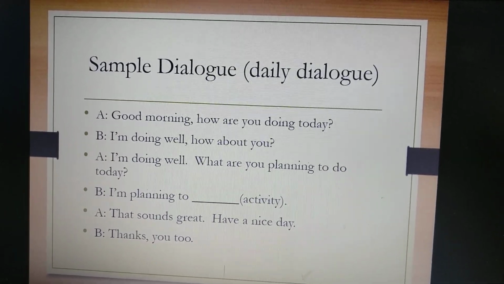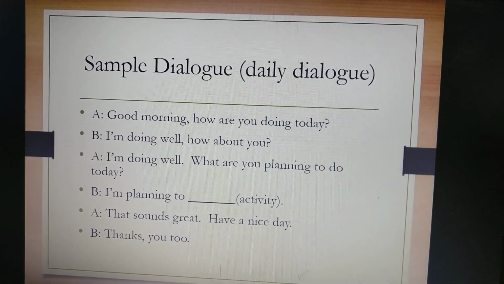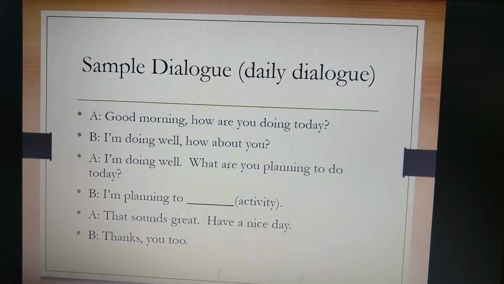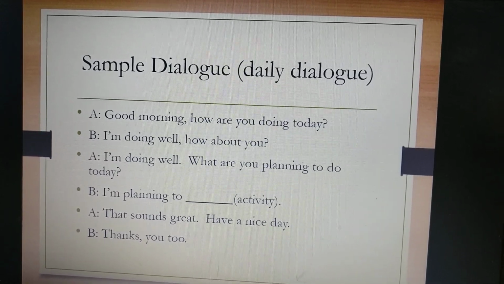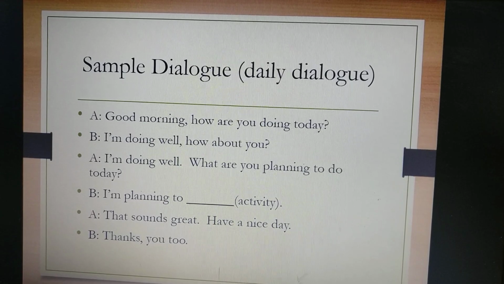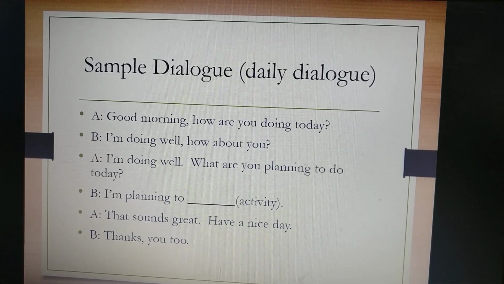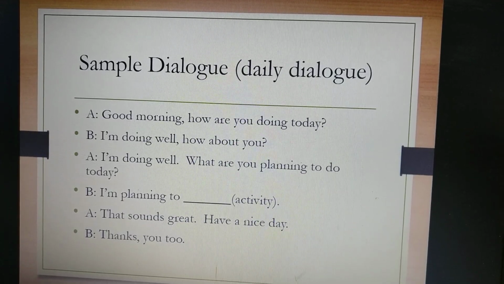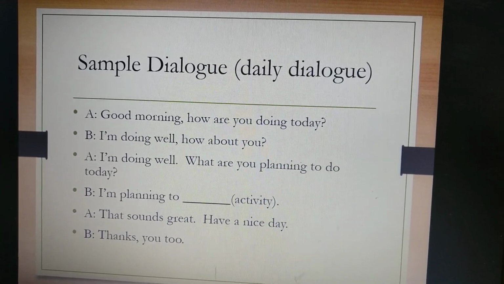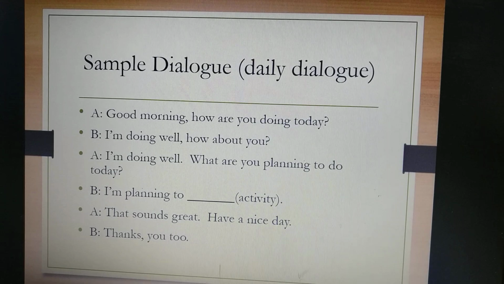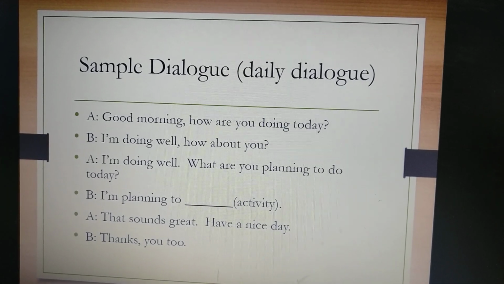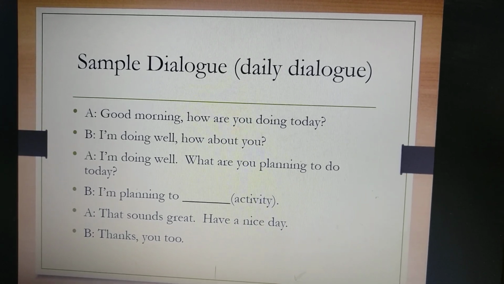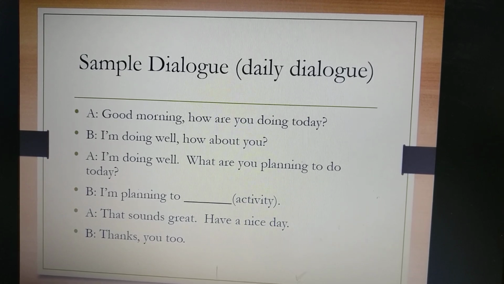This is a sample daily dialogue between two people that might already know each other. So, let's start with A. Good morning. How are you doing today? B would say, I'm doing well. How about you? A says, I'm doing well. What are you planning to do today? B would say, I'm planning to, and then you can say, for example, I'm planning to go to the zoo. A would say, that sounds great. Have a nice day. B says, thanks. You too.